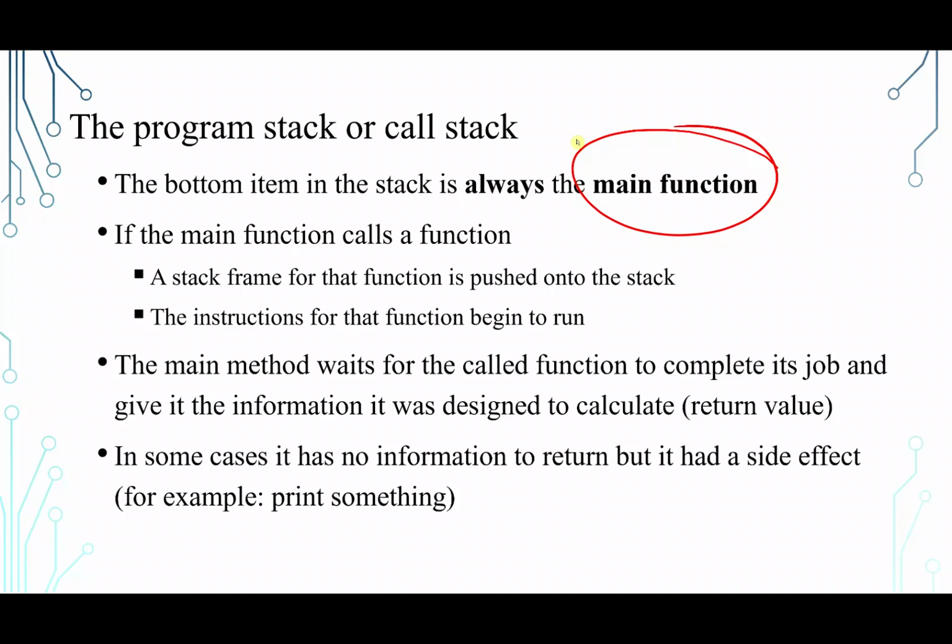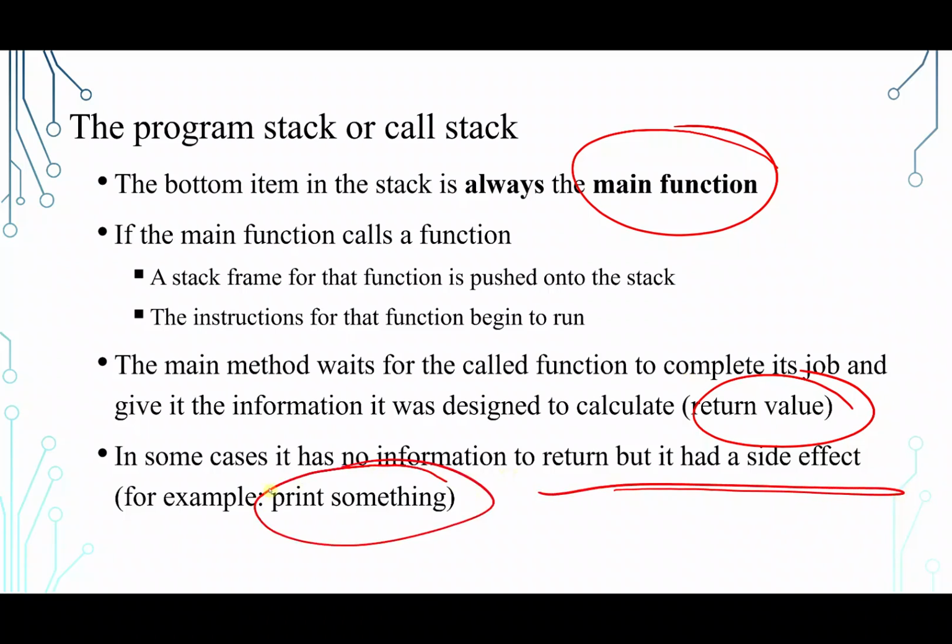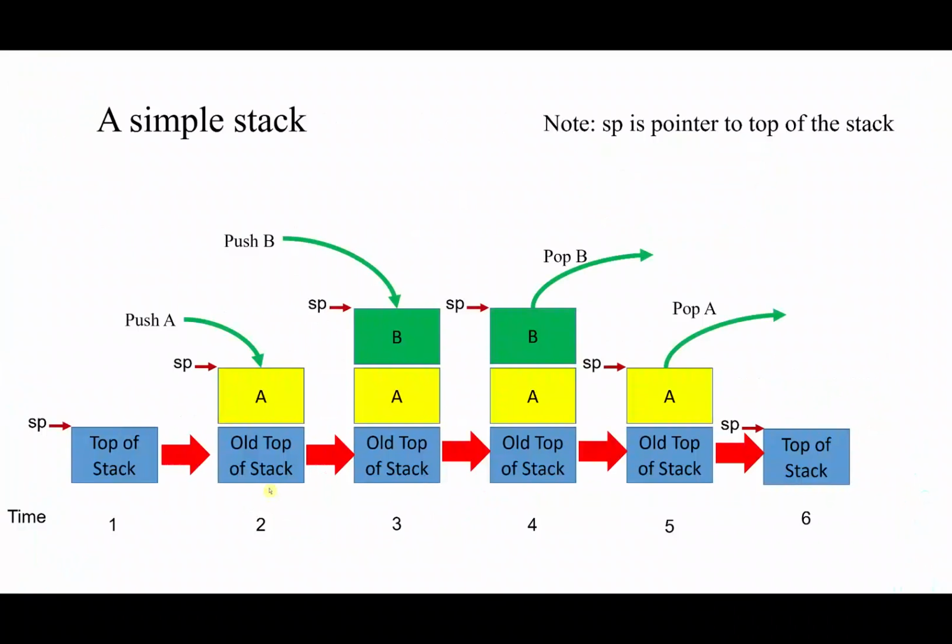The main function waits for the called function to complete its job and give it the information it was designed to calculate, the return value, to return a value to the caller function. In some cases, it has no information to return, but it has side effects, like printing something. Printing something, you do not return anything to the caller function, but you show something on the console.